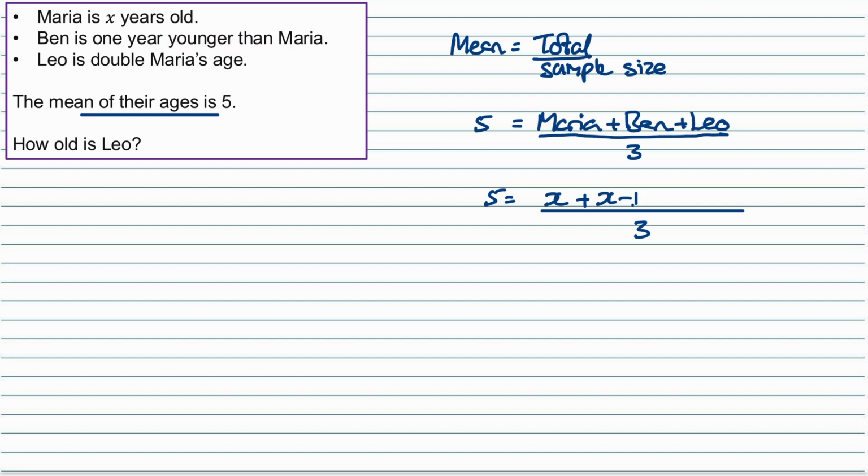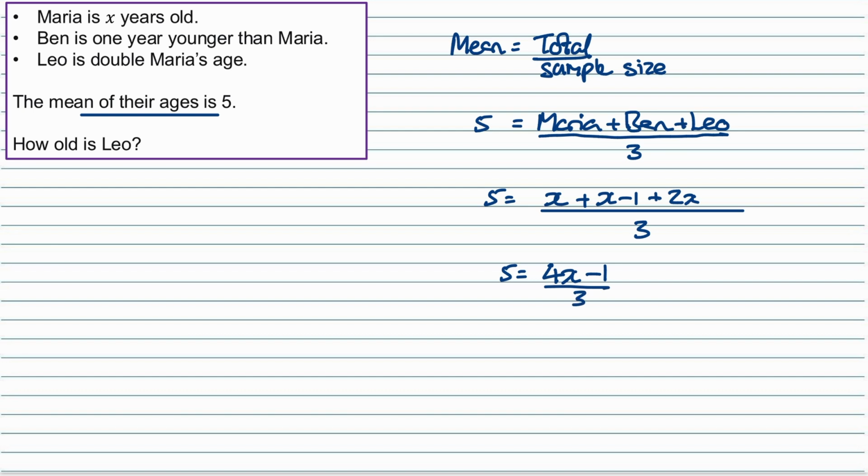well, Ben is 1 year younger than Maria. So this will be x minus 1. And Leo is double Maria's age. So this will be 2x, or 2 times Maria's age. And now we can simplify our numerator by collecting the like terms. So we'll have the 2x here, plus these 2x's, 4x minus 1, over 3.